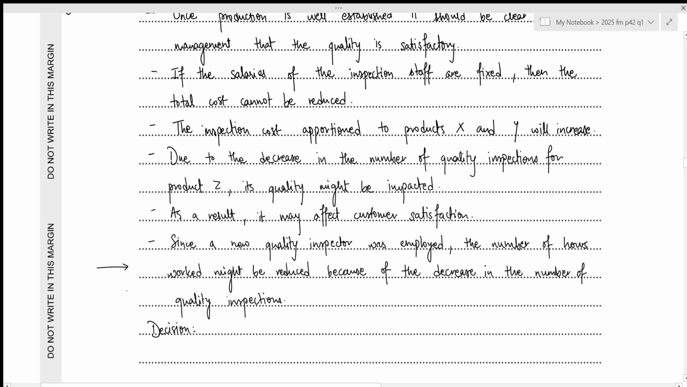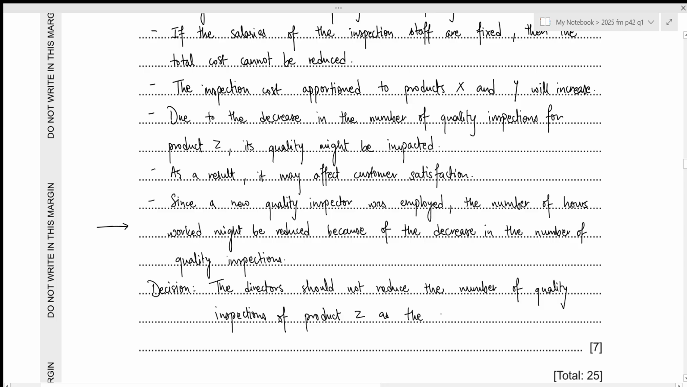Let's write it down. The directors should not reduce the number of quality inspections of product Z as the decrease in the number of hours worked might act as a demotivating factor for employees.